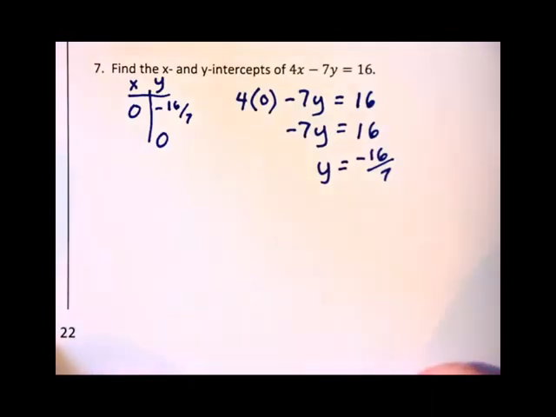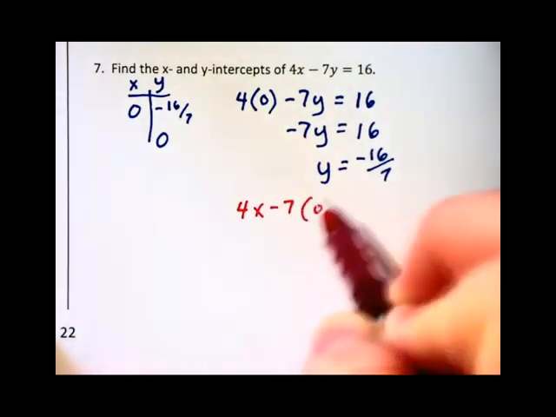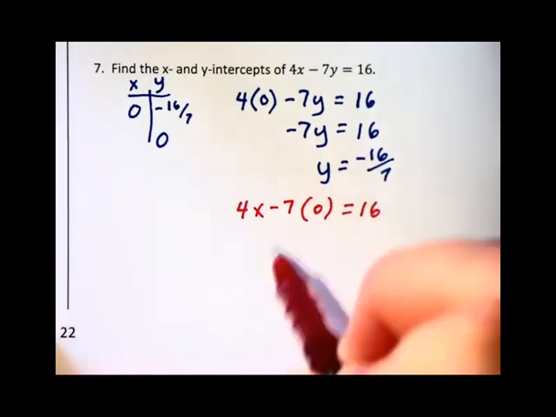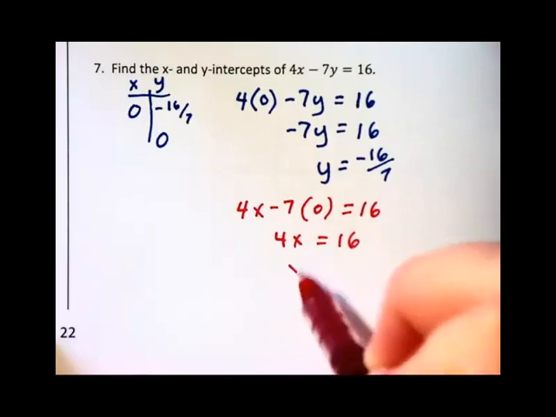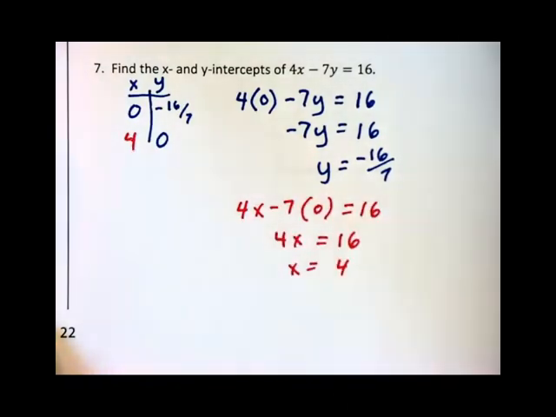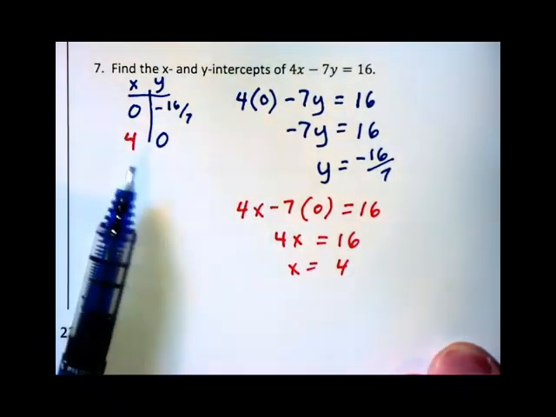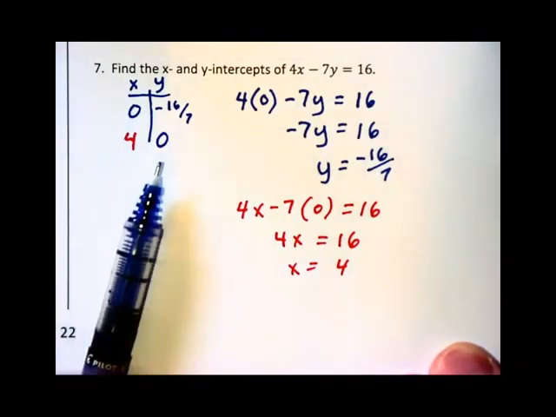And then we'd let y be 0. We'd have 4x minus 7 times 0 equals 16. That gives us 4x equals 16. And x equals 4, and we would have the x-intercept. Notice that when x is 0, we get the y-intercept, and in this second case, when y is 0, we get the x-intercept.